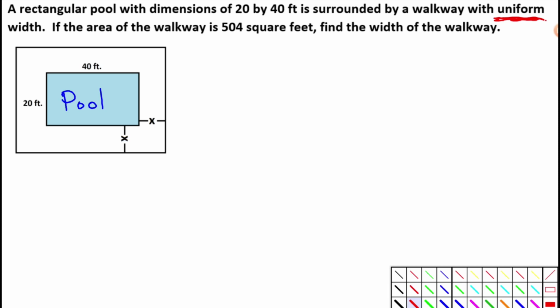So the first thing we know is that the area of the walkway equals 500 feet squared. Okay, so that's what we know. So that's the only thing we know so far in this problem. Well, we also know that the width of the pool is 20 feet, and the length is 40 feet. All right, but besides that, we don't know too much else.